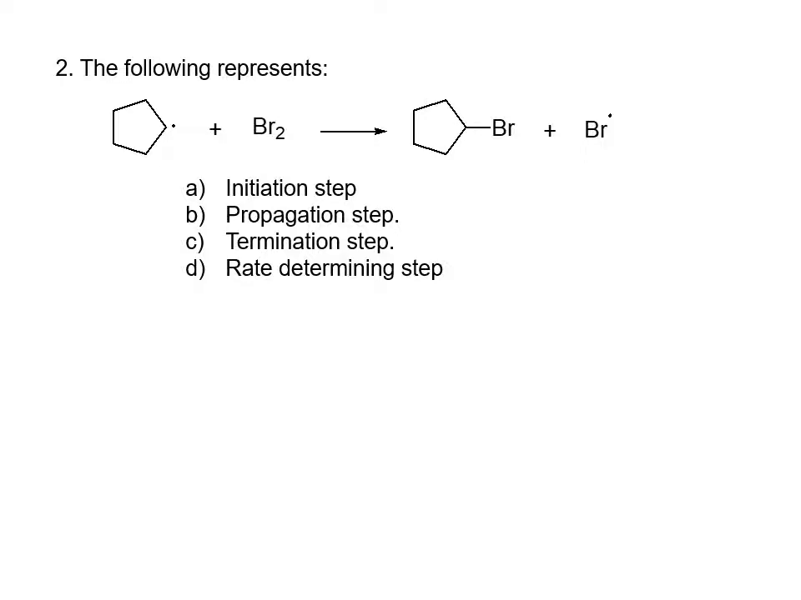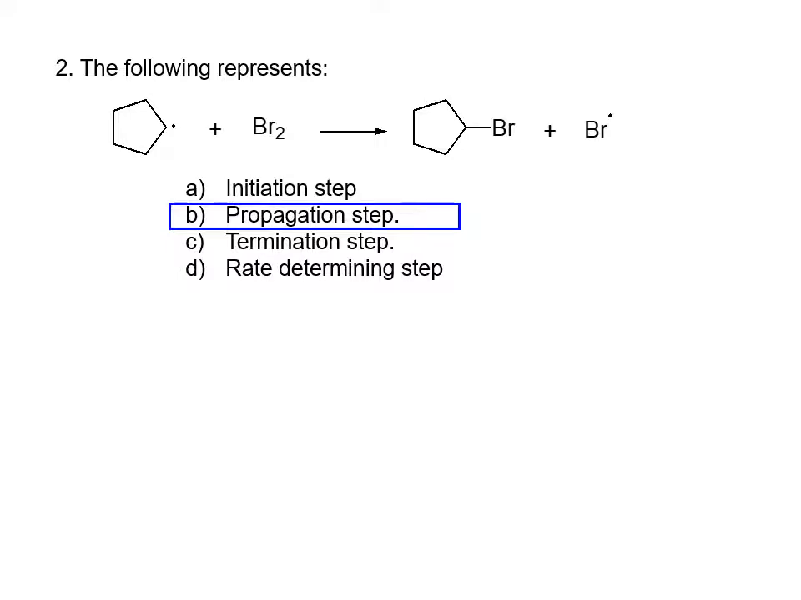It's actually a propagation step, B, because a free radical is the reactant on the left, cyclopentyl radical, and on the right we have a bromine atom or bromine radical as the product. And then that bromine atom will react in another step with cyclopentane to give cyclopentyl radical in the second propagation step. If you draw the mechanism, this will be the first propagation step, and that one represents the second. Nonetheless, when you have a free radical as reactant and another free radical as a product, those are propagation steps of a free radical chain reaction.